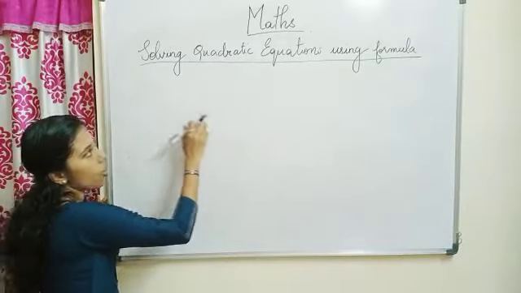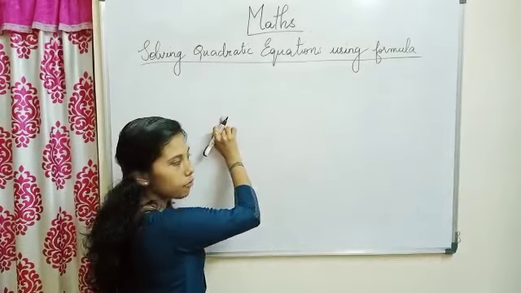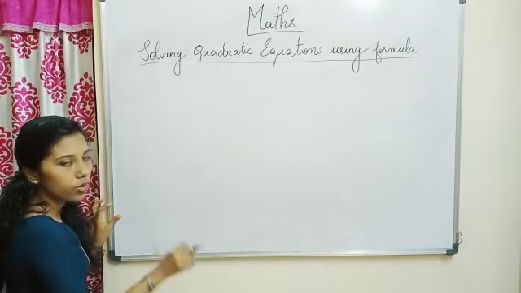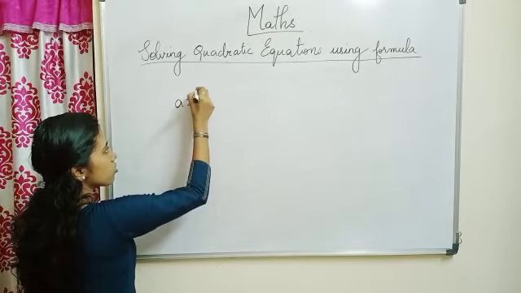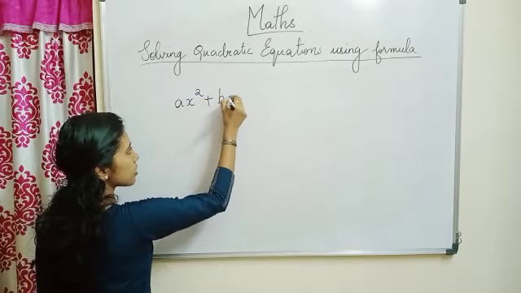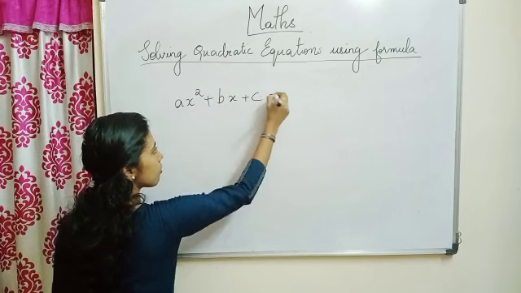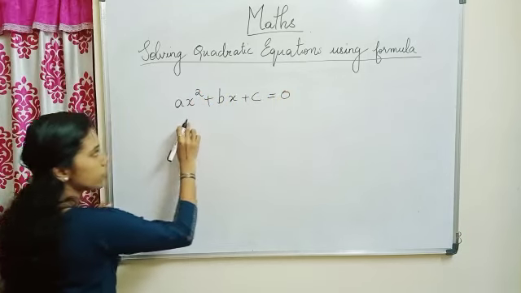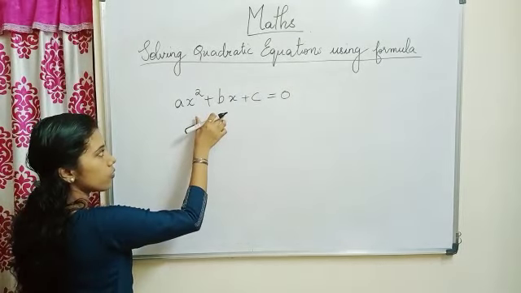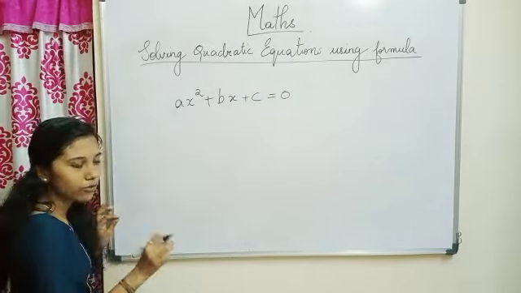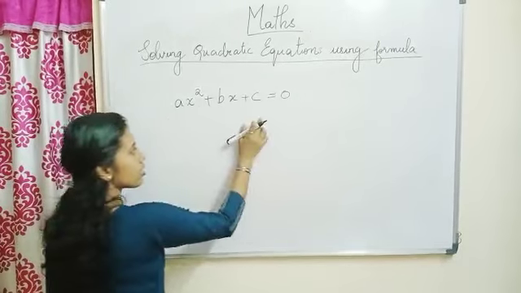So we are going to solve a quadratic equation by using the formula. For that we have to know the standard equation of a quadratic equation, and that is ax square plus bx plus c is equal to 0. From this we have to solve the value of x. That is, we have to find the roots of the quadratic equation.